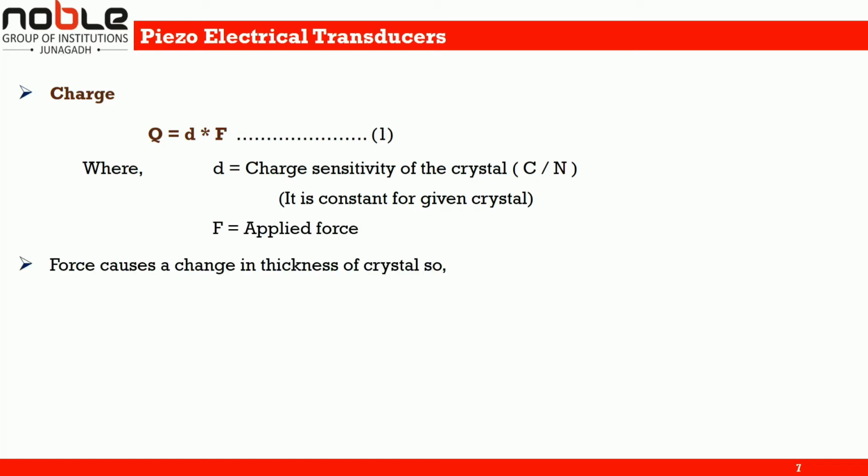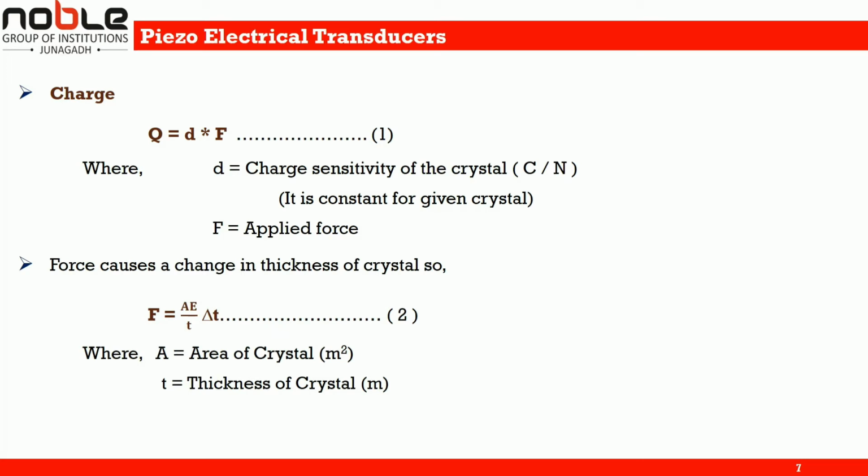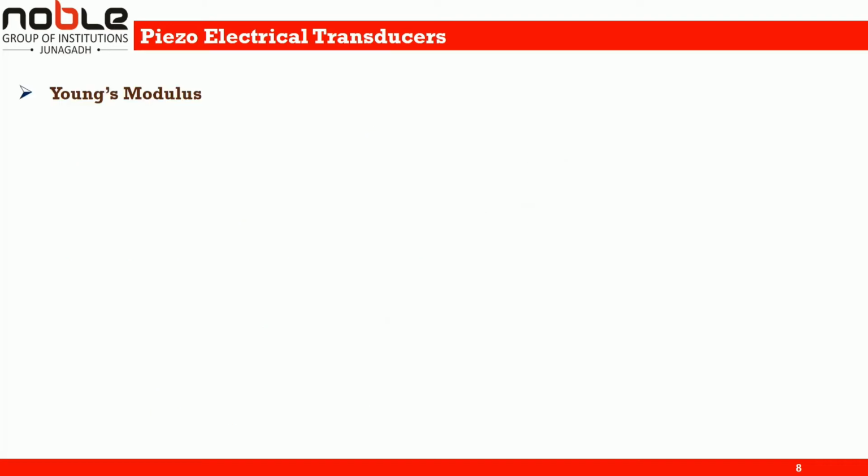Force causes a change in thickness of the crystal, so F is equal to AE divided by T multiplied by delta T, where A is the area of the crystal, T is the thickness of the crystal, and E is Young's modulus, in Newton per meter square. Now let us see about Young's modulus. So we can say that Young's modulus E is equal to stress divided by strain, and stress is equal to F by A, and strain is equal to delta T by T. So E is equal to F by A, whole divided by delta T by T. If we rearrange that equation, Young's modulus E is equal to F multiplied by T divided by A into delta T.